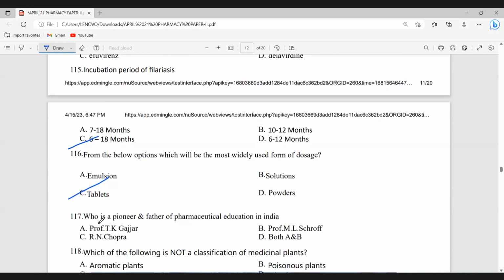That is Professor T.K. Gajjar and Professor M.L. Schroff. Both A and B are correct.